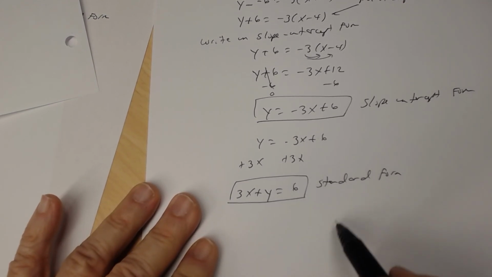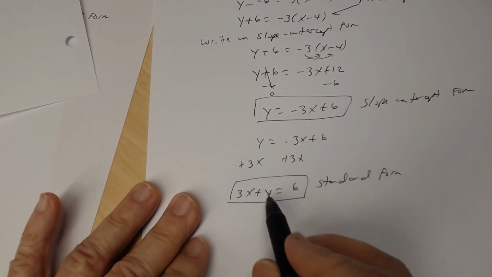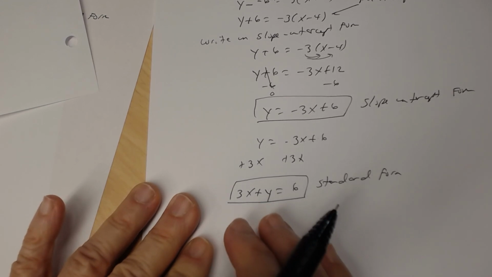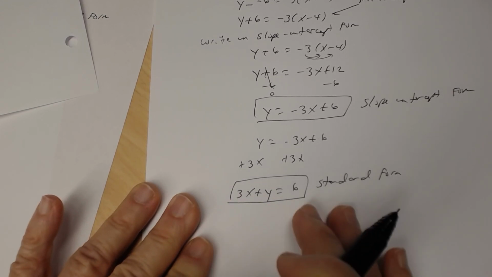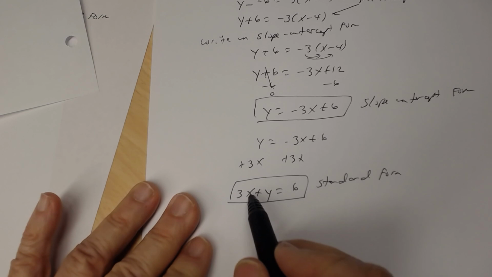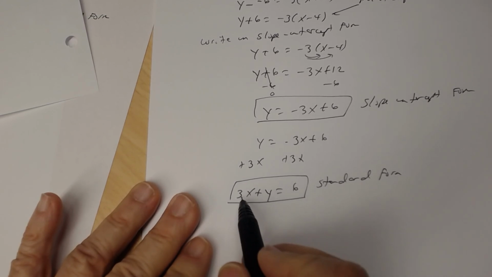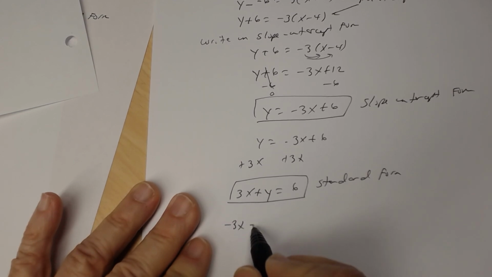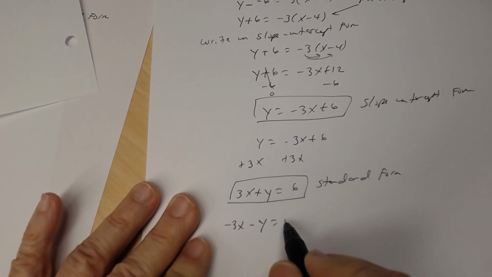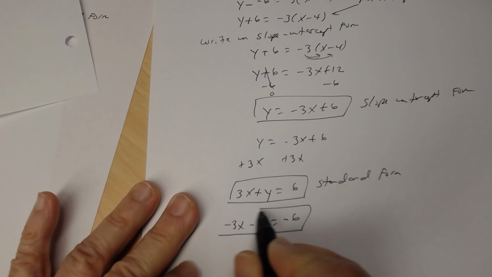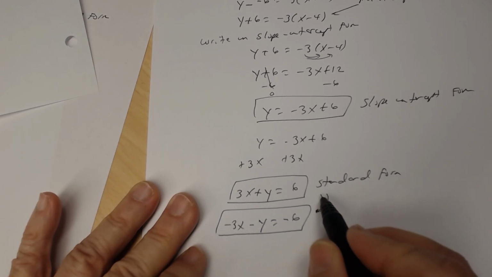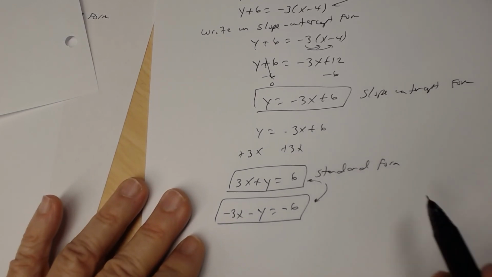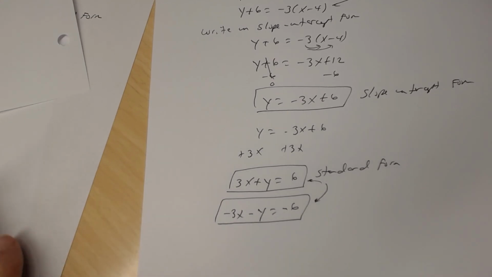The other answer you could give me is where you multiply both sides by -1. That's the multiplication property of equality. What you do to one side, you do to the other. So basically just changing that, you're taking the opposite of each term. So 3x times -1 is -3x. y times -1 is -y. And then 6 times -1 is -6. So you have to do both sides. What you do to one side, you do to the other. So there's your standard form.